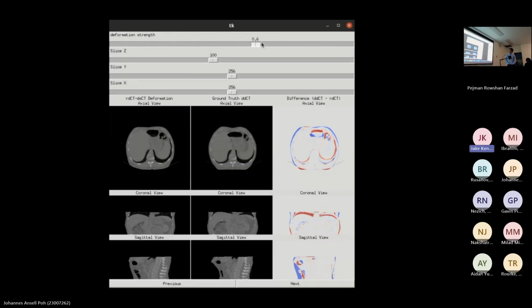And this is the GUI I made that compares the deformation on the diagnostic CT with the ground truth rigid diagnostic, the ground truth deformed diagnostic CT, and the difference between the two.